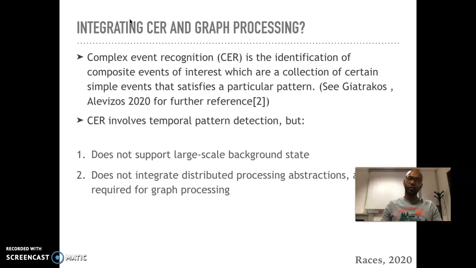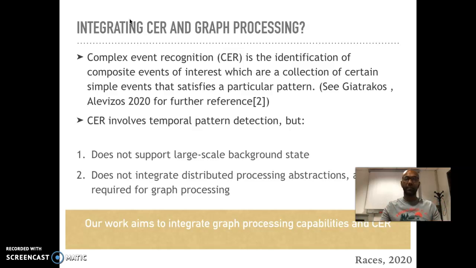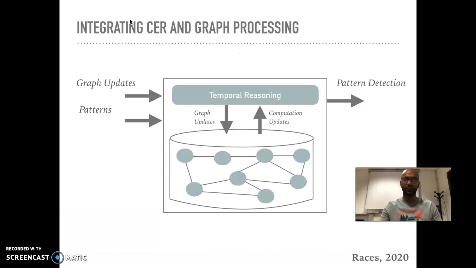The abstraction for large-scale graphs is mostly iterative in nature, and this is not supported by traditional complex event recognition systems. So in general, complex event recognition systems do not directly support large-scale graphs. However, they give us some information on how we can apply these techniques on large-scale graphs. So the aim of this work is basically to integrate large-scale graph processing capabilities along with complex event recognition.